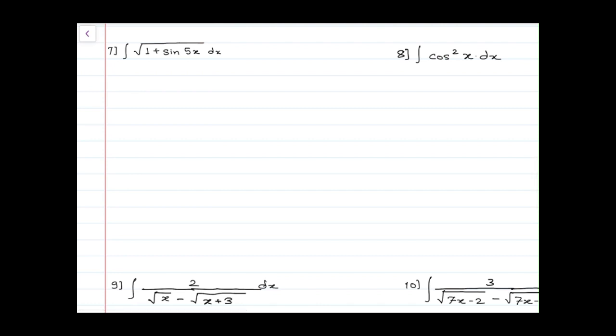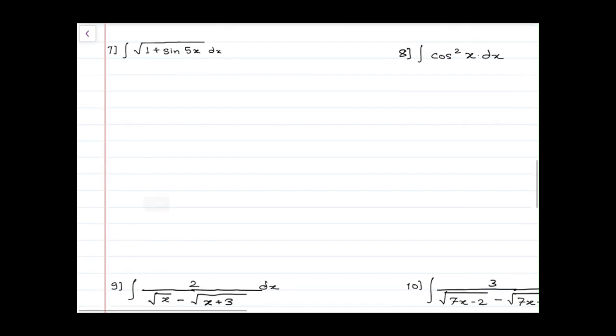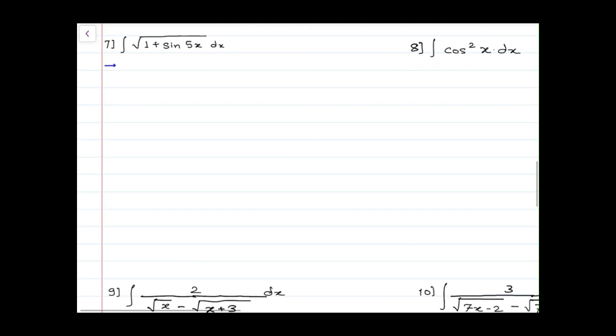It's root of 1 plus sine 5x. We have already solved a similar question, the previous part, that was like this only, right? So we can simplify. Whenever you see this kind of question, you can simplify it, right? I'll again use the double angle formula. You need to remember this thing. Whenever you see a question like this, 1 plus sine term, you need to use the double angle formula and follow the same procedure for that question.